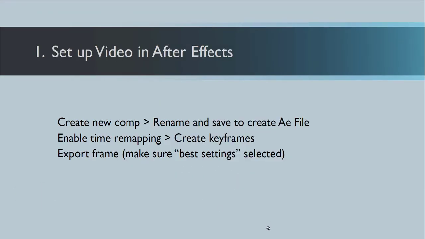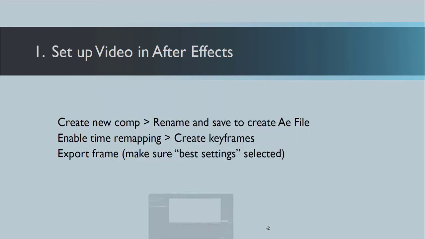First of all, set up our video. So we need to create a new comp. Once we import our footage, we bring it into a comp, rename and save that After Effects file. You can work on time remapping if you want. That's a sort of a little bonus here. And then we are going to export the frame. So what we're basically going to look for is a nice frame to export into Photoshop.